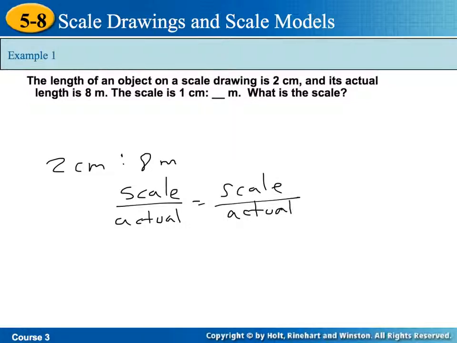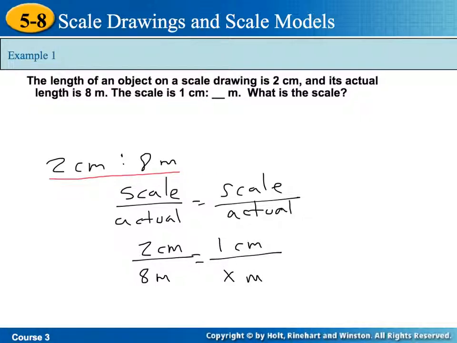All right, again, notice scales on top, actuals on bottom. So if I were to look at this, that ratio right there, 2 to 8, I'm going to write that as a scale to actual, which it is. I'm going to write 2 centimeters over 8 meters because that's what that means. On the other side, my 1 centimeter is my scale over X amount of meters because that's what we're trying to find right here. Notice I have centimeters on top, meters on bottom on one side, centimeters on top, meters on bottom on the other side. Okay? And we solve it like we've been doing with proportions.